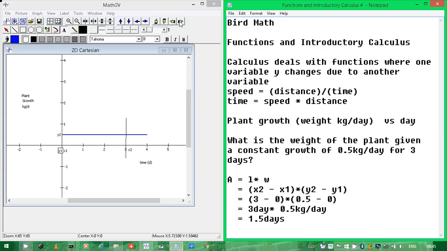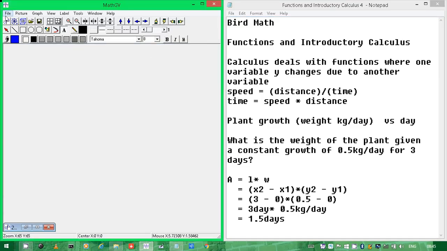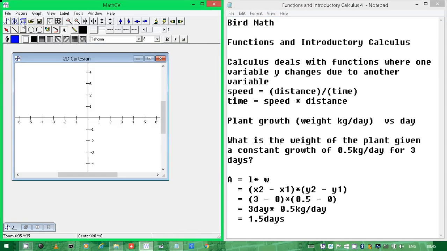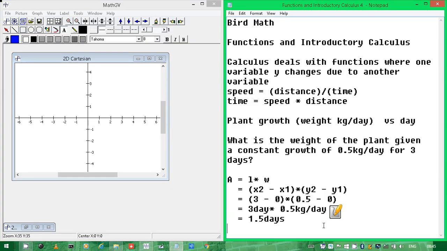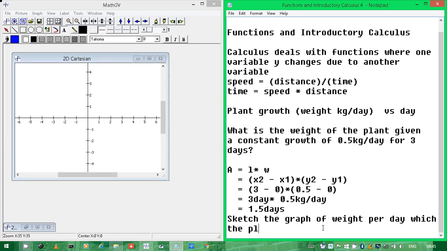We'll go to the next part. Alright, so what we'll do is we'll minimize this and we'll go new 2D Cartesian plane and we'll graph. So what we're going to do, we're going to answer another question. It's going to be sketch the graph of weight per day which the plant grows. Alright.